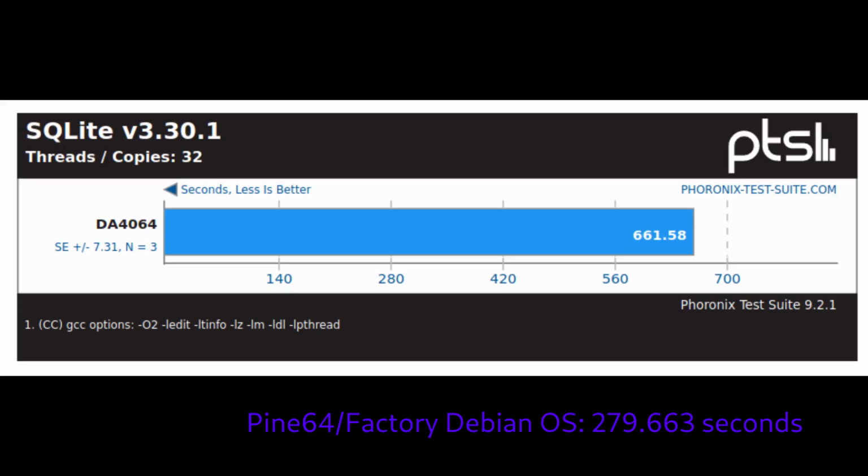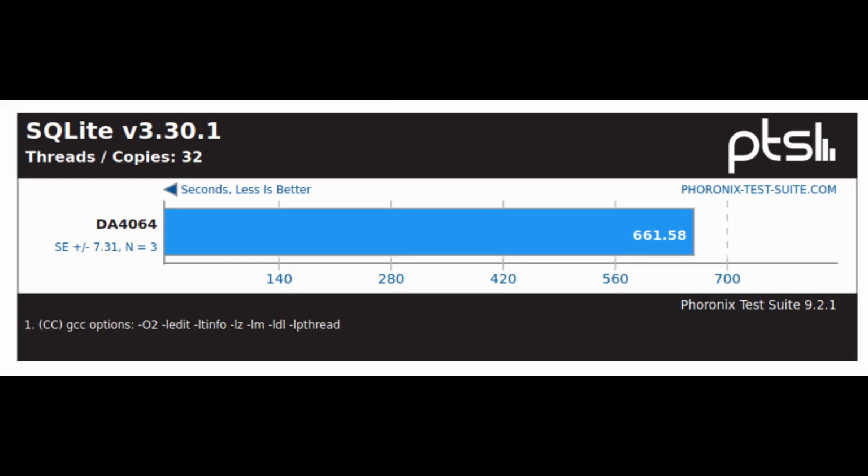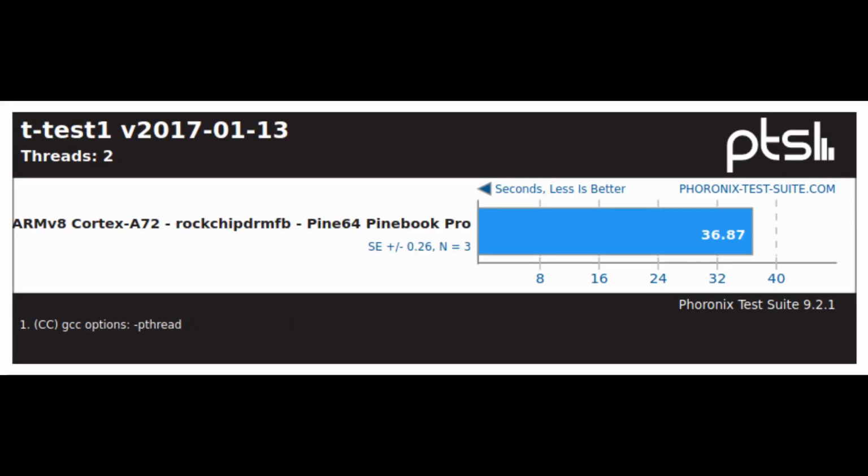I don't know what happens on the Debian side. I think it has to do with the way that Mr. Fix IT tweaked his Debian OS, the former factory OS, to use those two big cores properly. So for memory testing, I ran T-test 1, two threads. Under Manjaro ARM, we got 36.87 seconds. Under the factory OS, we got 61.657 seconds.